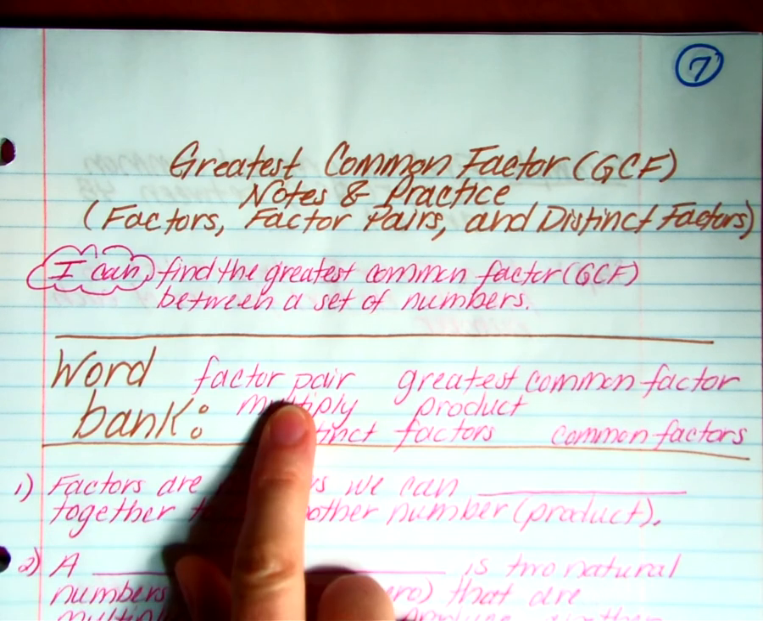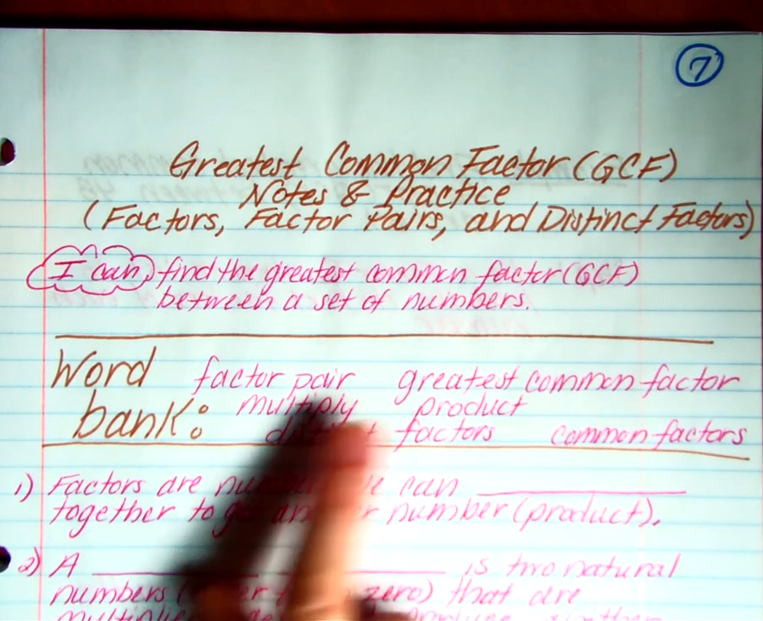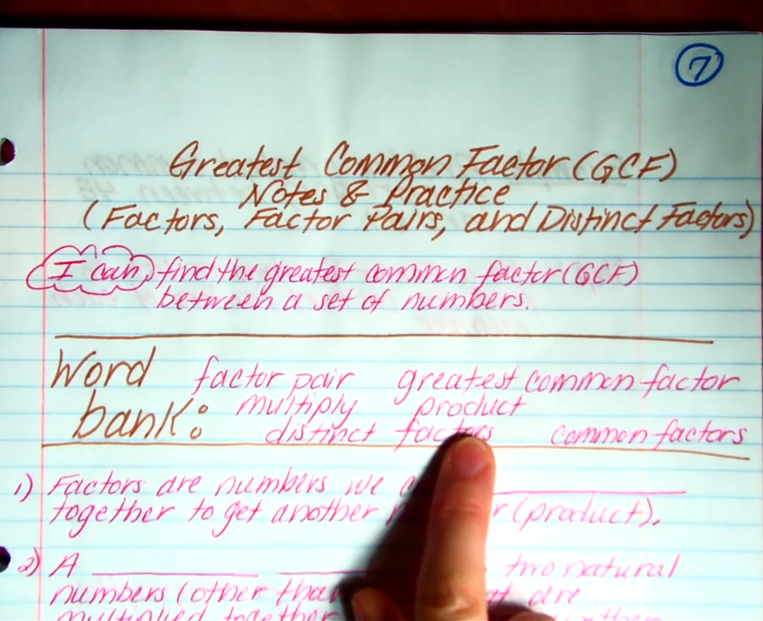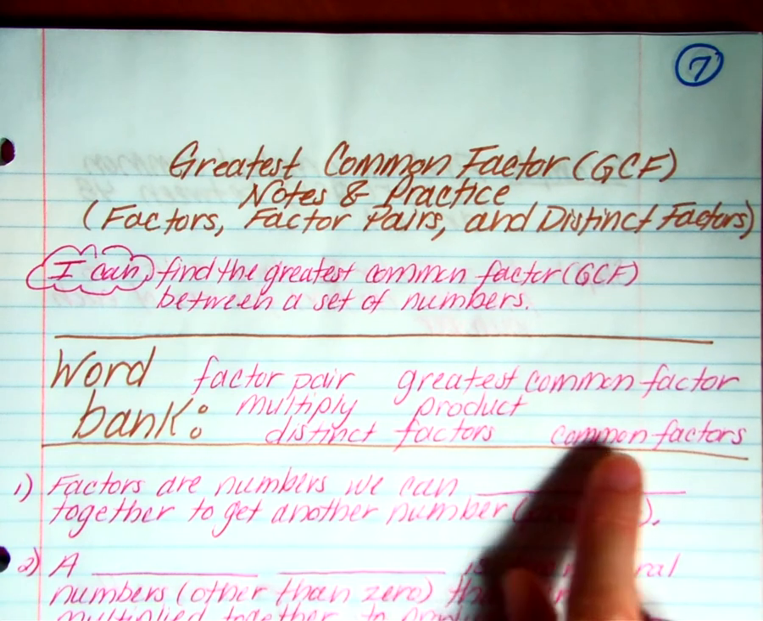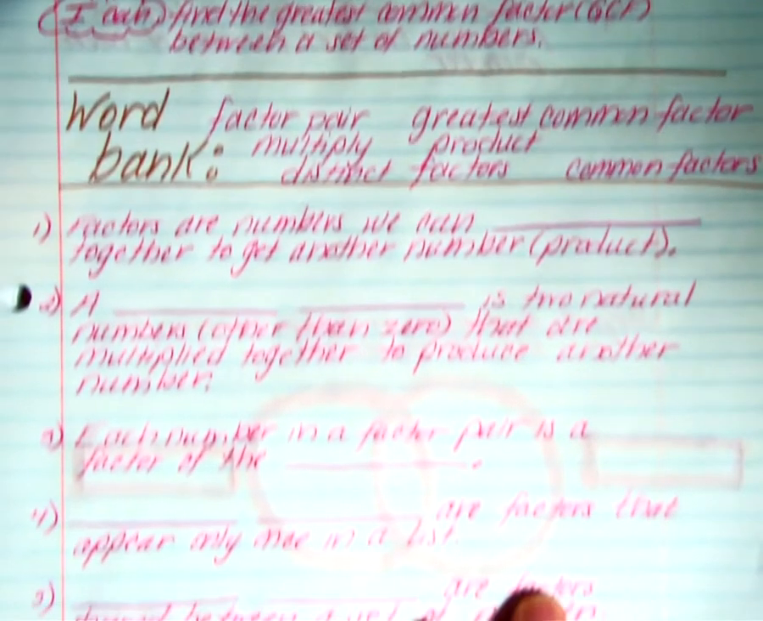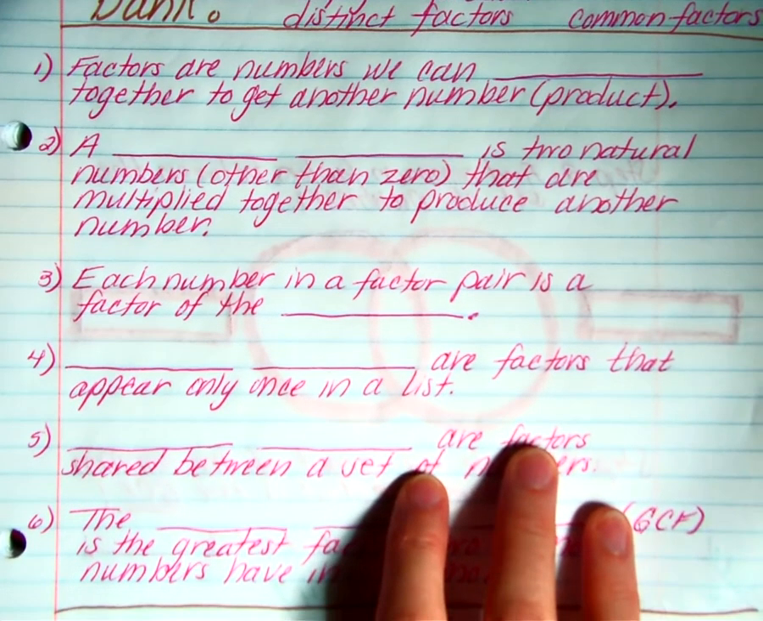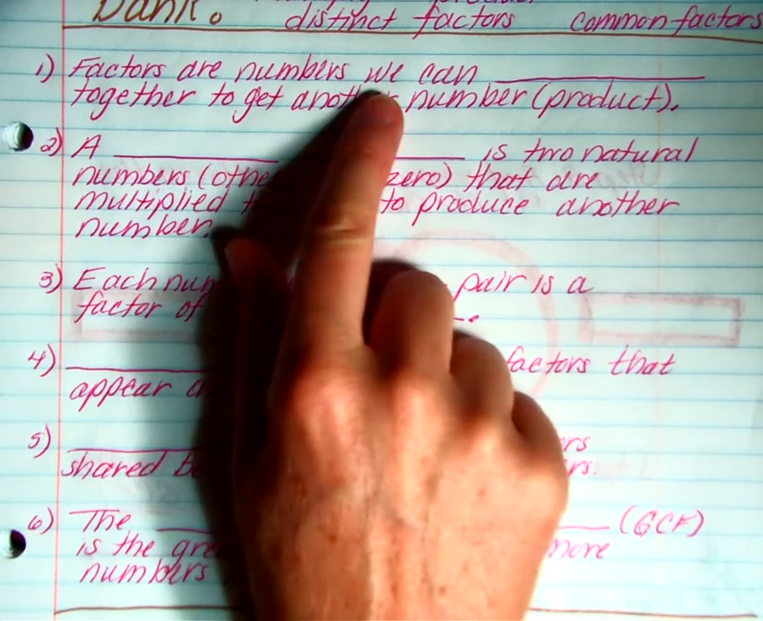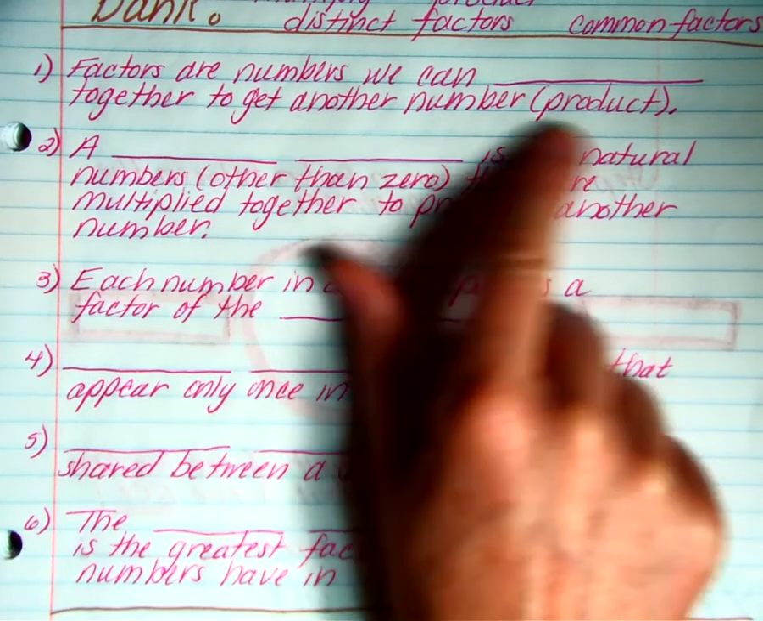Your word bank: factor pair, greatest common factor, multiply, product, distinct factors, and common factors. Go ahead, pause the video, and jot these words down. All right, let's take a look at the sentences. Number 1, factors are numbers we can blank together to get another number.